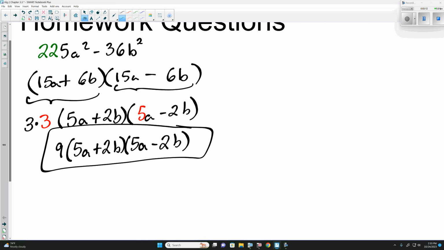But I did take 15a plus 6b times 15a minus 6b. But if the problem asked for it to be completely factored, I believe it just asked for it to be factored. I took either one.